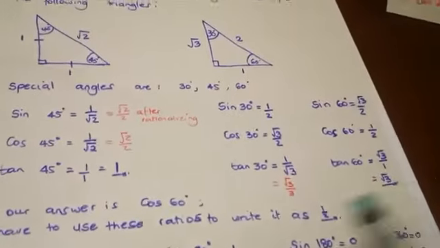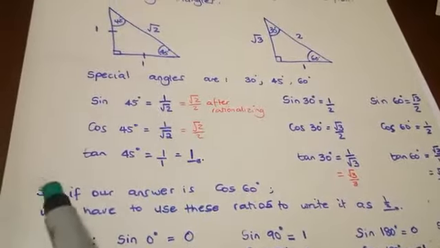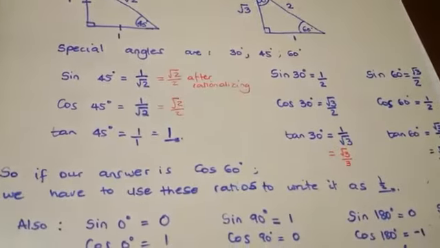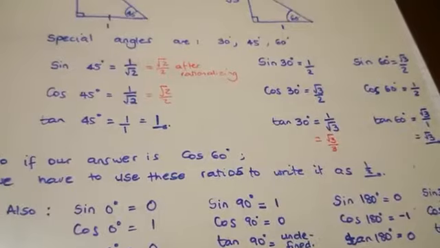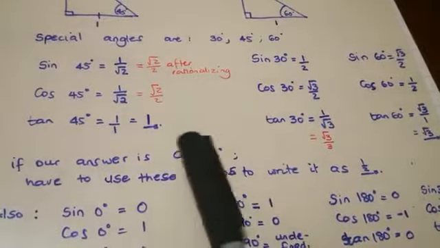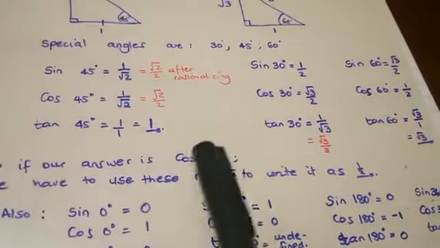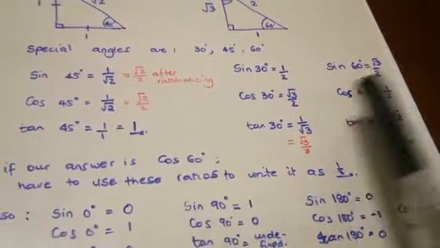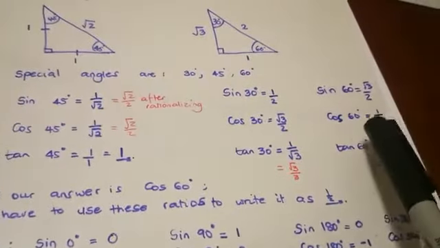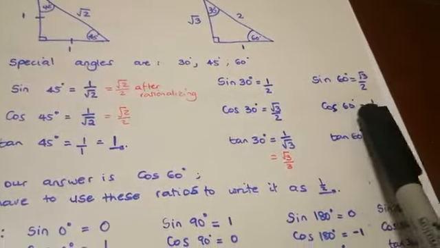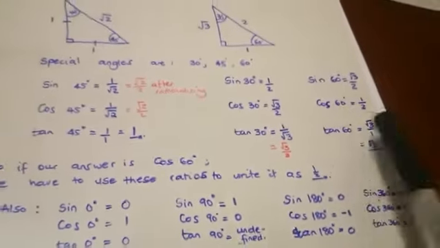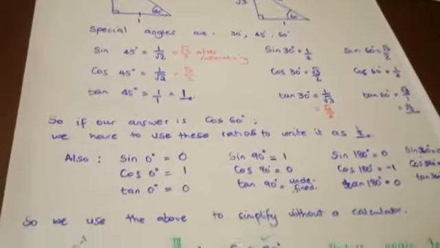Okay, if you remember from the exercise from yesterday, there was an answer that was cos 60. That means we cannot just leave our answer as cos 60, because as you can see, cos 60 is a special angle. So we are going to go further from cos 60 and write our answer as what? As a half, using the special angles.